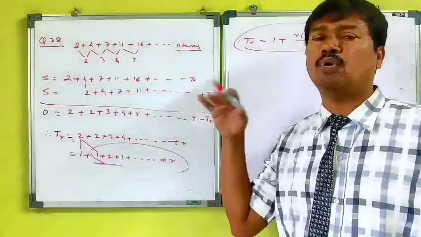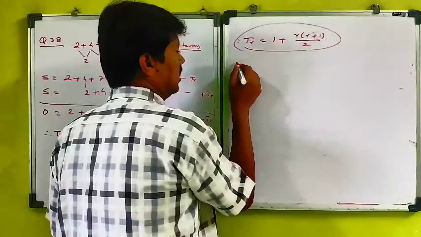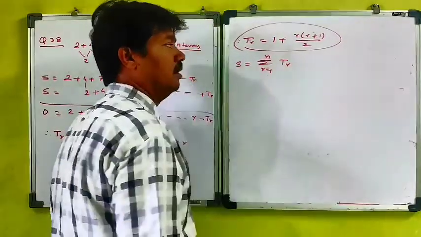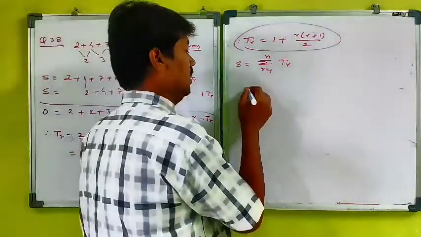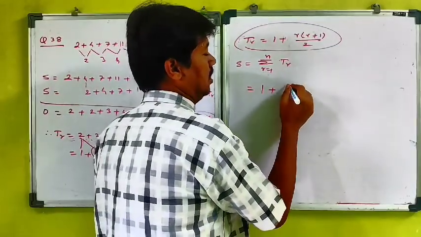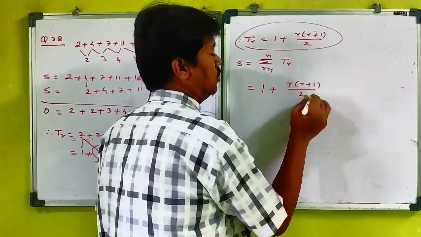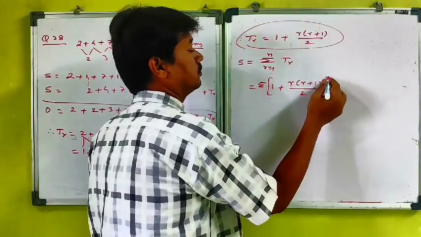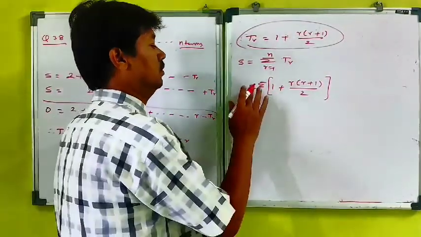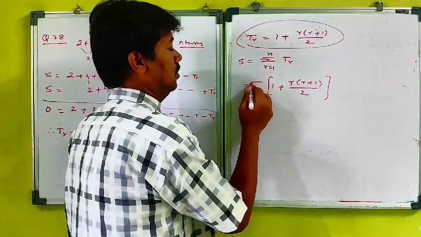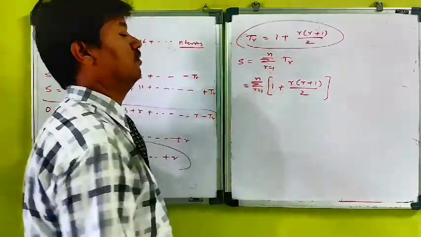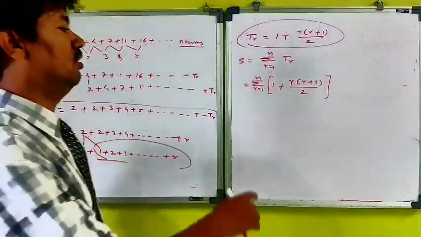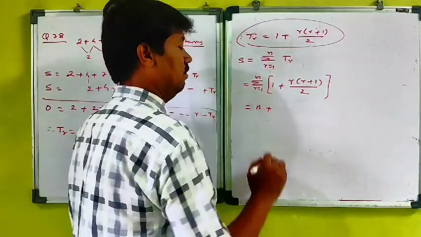Now we want to find the sum of this. So the required sum is the summation of T r, r from 1 to n, like this. And that is nothing but the summation of 1 plus r into r plus 1 upon 2. You have to do the summation of this, r from 1 to n. So let's see. The summation of 1 is nothing but n, which we already know.